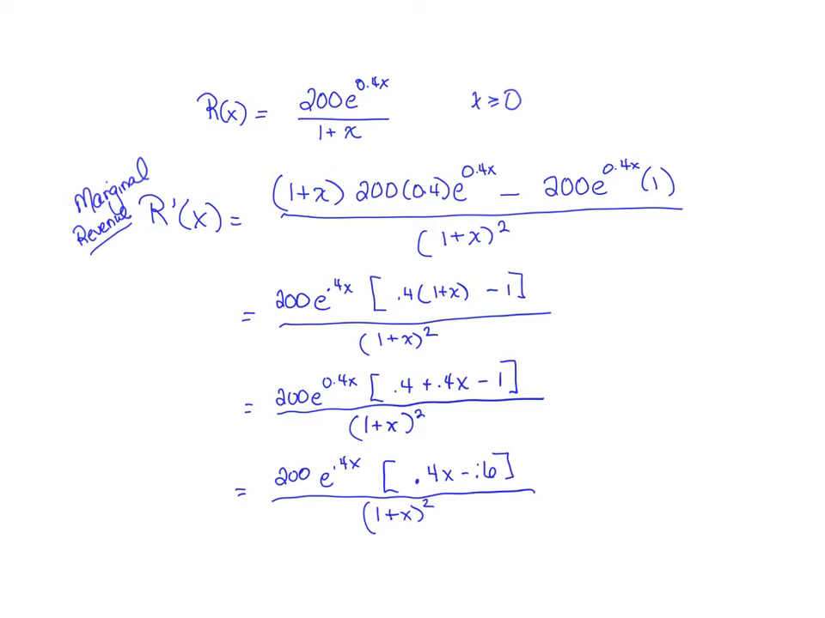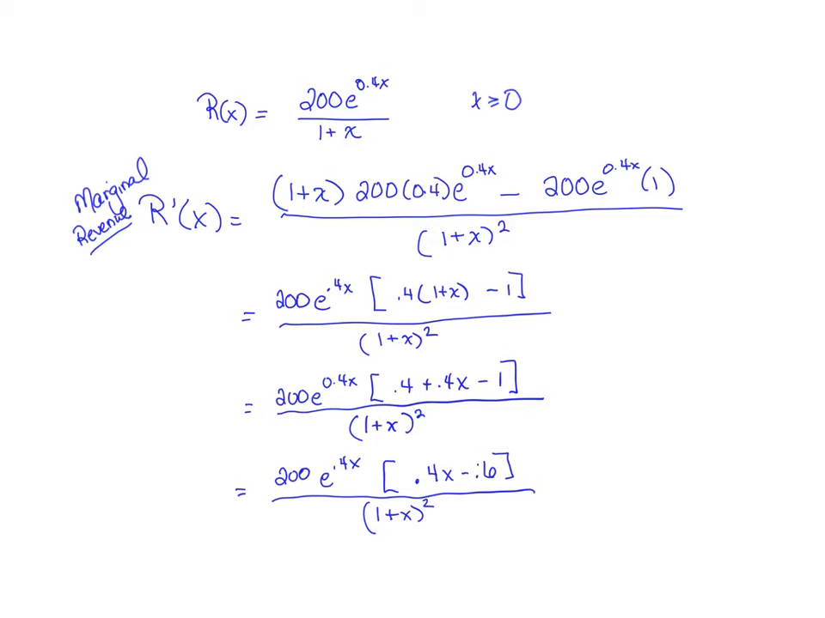Okay, so we want, if the marginal revenue is positive, then that means the revenue is increasing. So that's always a good thing. So we have to take the derivative, and we have to use the quotient rule. So my function up here is going to be the top, right? Divided by the 1 plus x, that's the bottom.